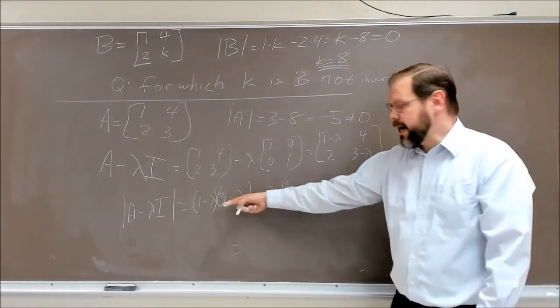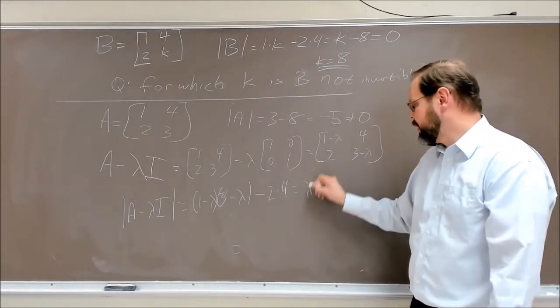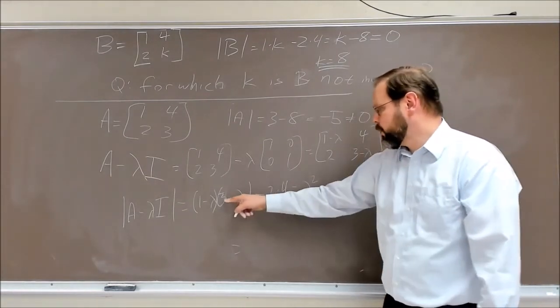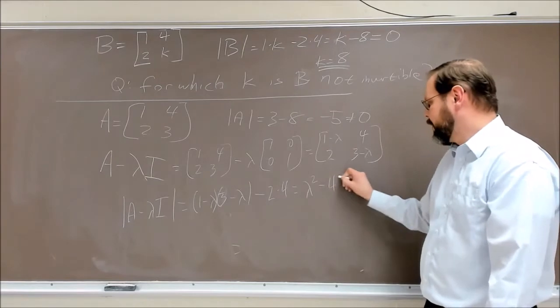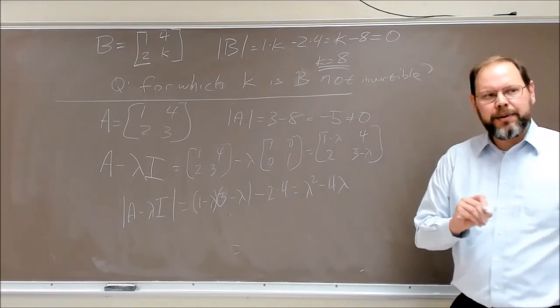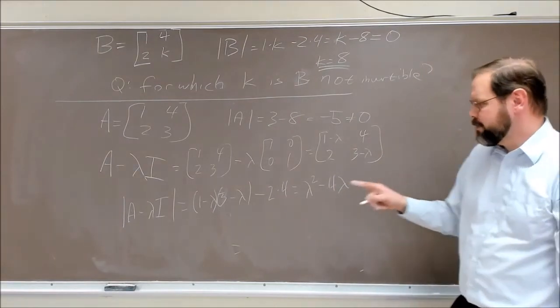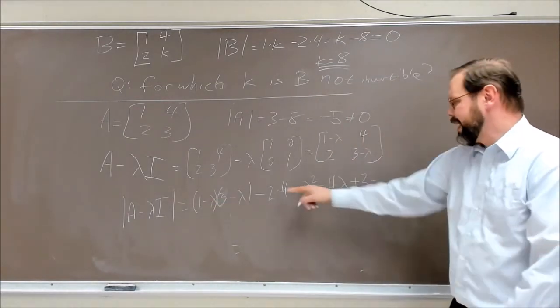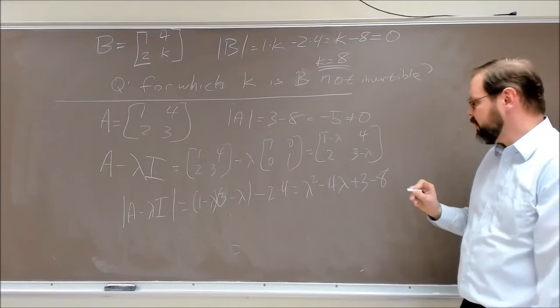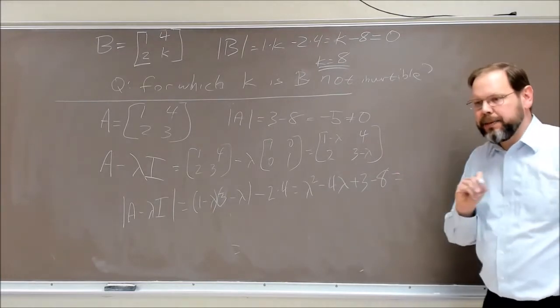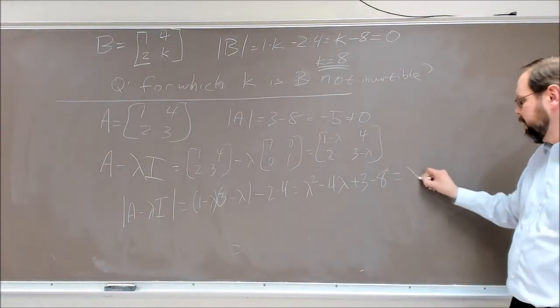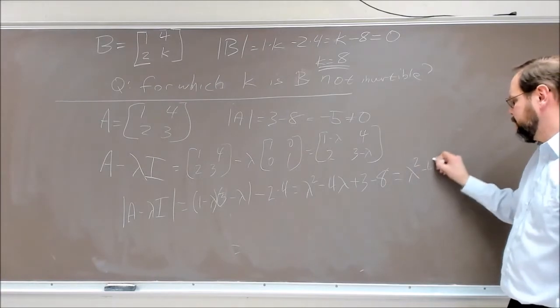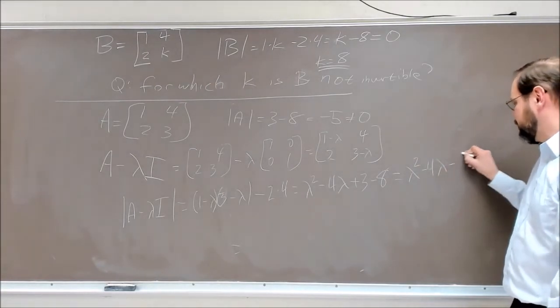Which, if I multiply this thing out, looks like I'll have a lambda squared, a minus 4 lambda. You can check my algebra, but nobody can raise their hand to tell me I'm wrong. I'll have a plus 3, and a minus 8. So it looks like it's going to be lambda squared minus 4 lambda minus 5.